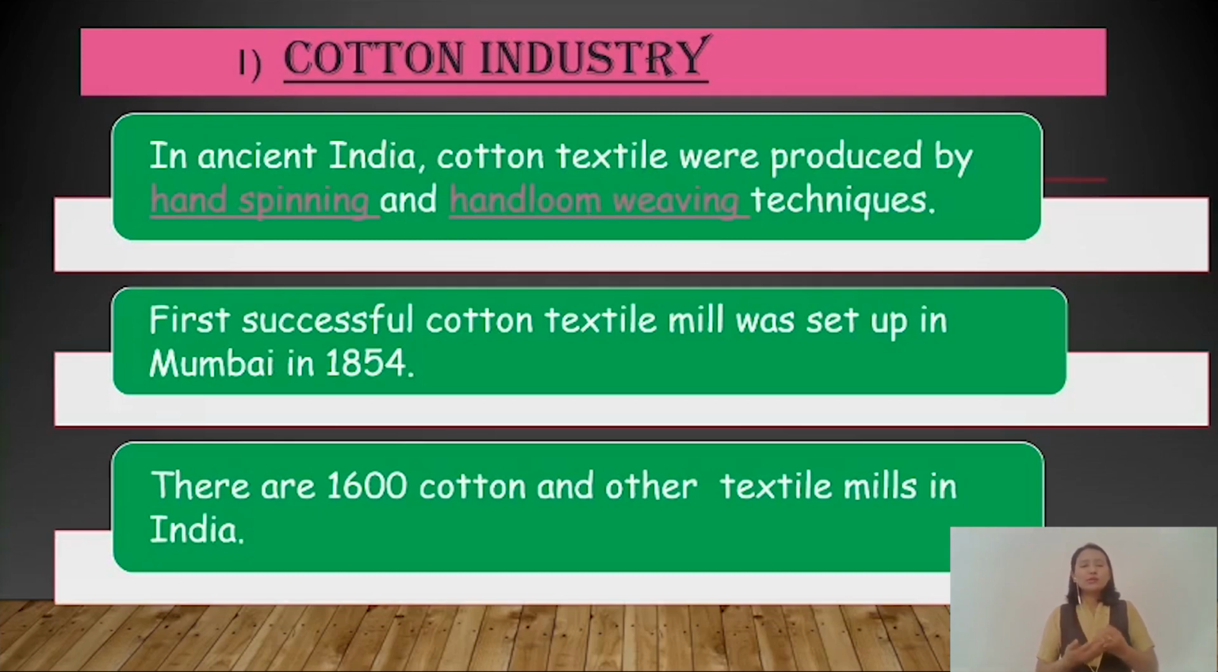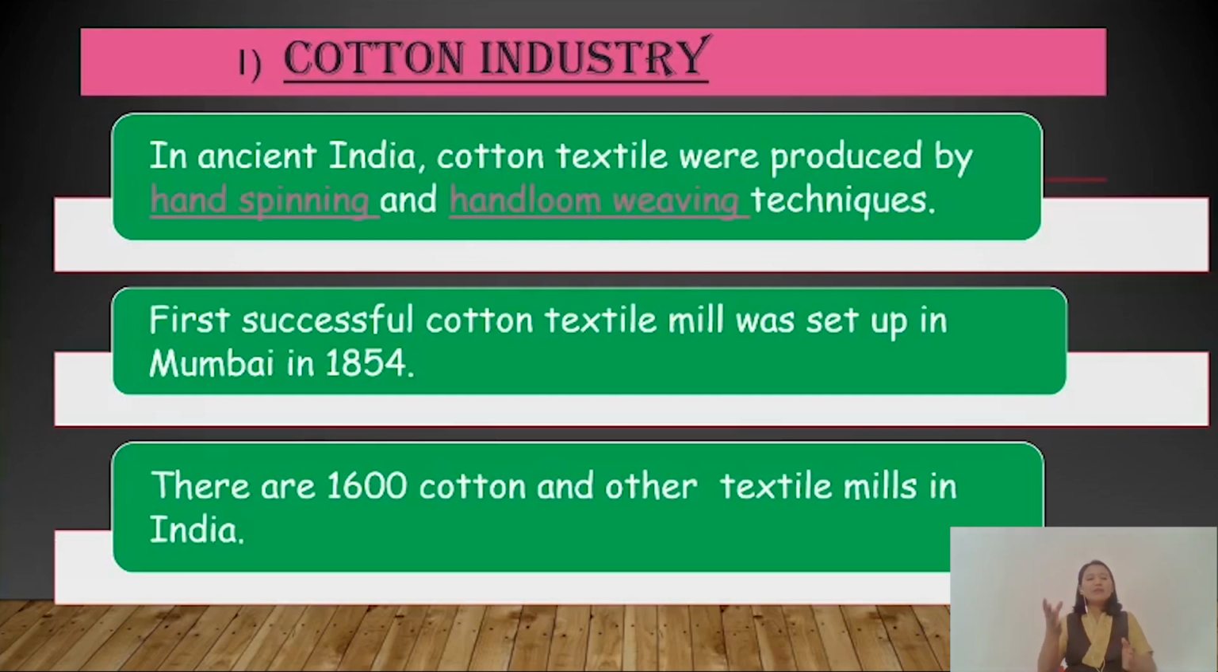The cotton industry is one of the largest as well as one of the oldest industries in India. Before the cotton industry was set up, most of the production in ancient India took place at home, and cotton was produced by two techniques, hand spinning and handloom weaving. So in early times, cotton was produced by hand. They didn't use any machine, as technology was not available at that time.